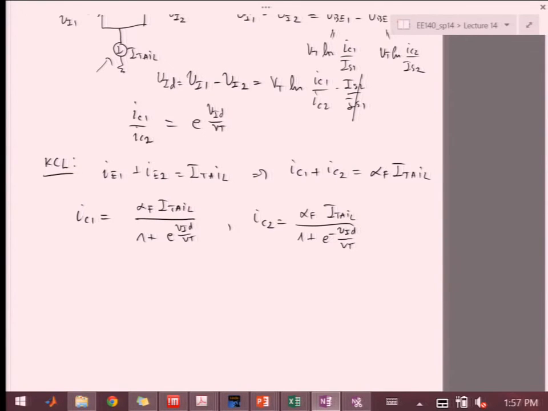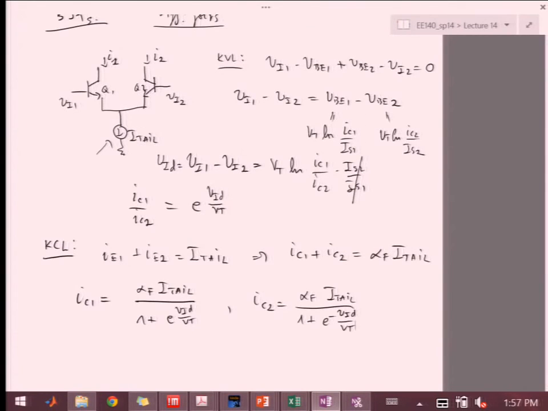Right. This is, of course, valid only until all the current is moved into one branch, right? After all the current, so if I'm increasing my VID as positive, after I've moved all the current from Q2 to Q1, meaning after I2 equals 0, then this no longer applies, right? Because further movements, then I tail flows completely through Q1.